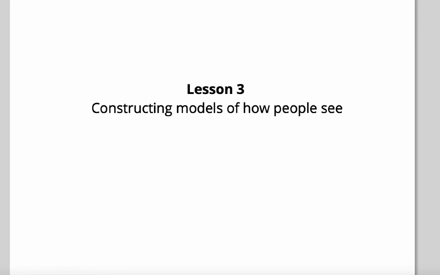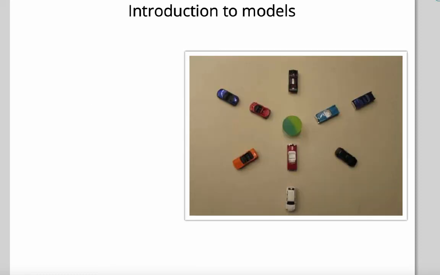In lesson 3, students will construct models of how people see. You'll start off with a little simple model of light, where this little clay object in the middle is supposed to represent a light bulb, and the little toy cars are supposed to represent the light coming out of the light bulb. And you ask them the question, well, models have their strengths and weaknesses.